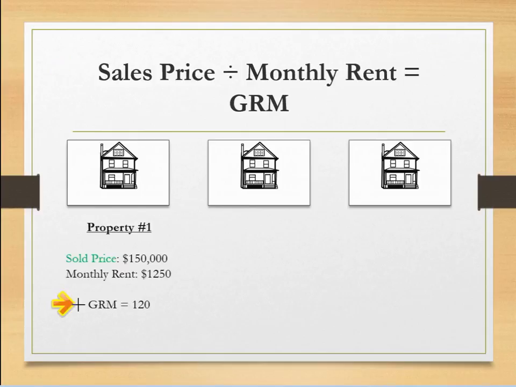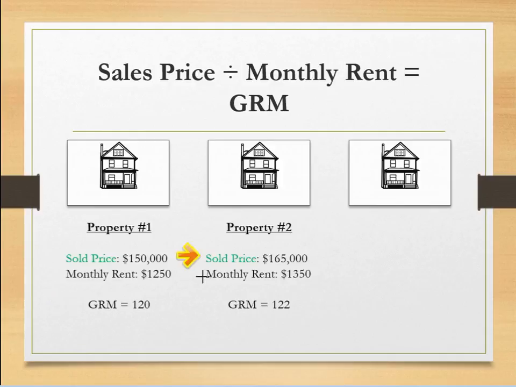So the GRM of property number 1 is $120. Let's look at property number 2. Its sales price was $165,000. Its monthly rent is $1,350. Well, by dividing the sales price by the monthly rent, the GRM of property number 2 is $122.